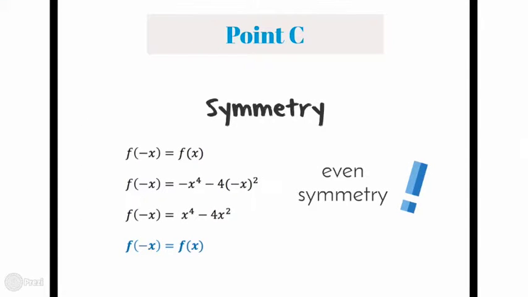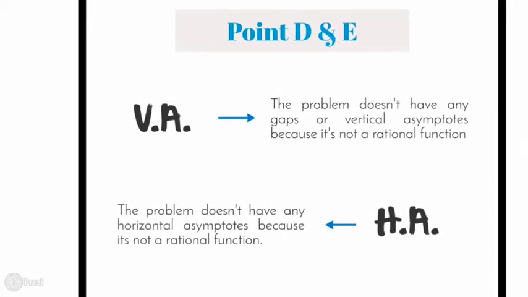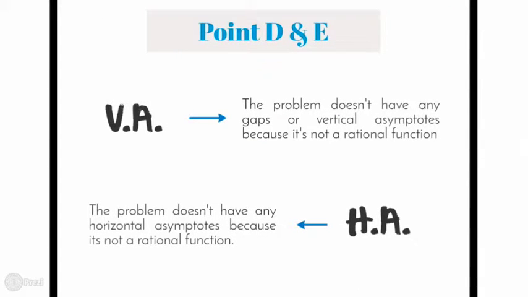To solve letter C, we needed to find the symmetry, which turned out to be even because we used the formula f(-x) = f(x), and it gave us f(-x) equal to x to the fourth power minus 4x to the second power. To solve letters D and E, we had to search for the vertical and horizontal asymptotes, but we saw that there couldn't be any of those because our function isn't a rational function.